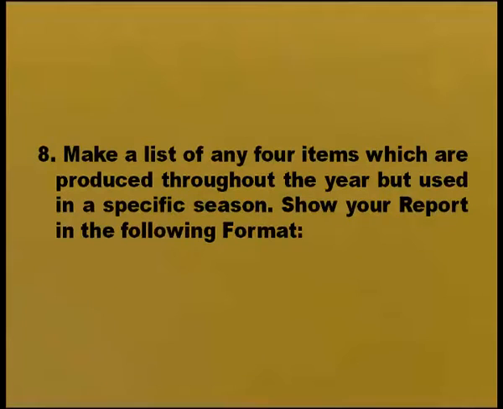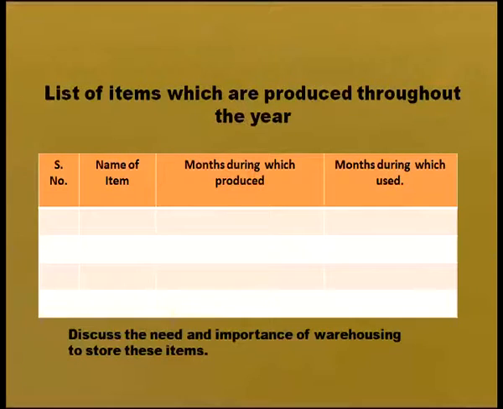Another report. Make a list of any 4 items which are produced throughout the year but used in a specific season and show your report in the following format: serial number, name of item, months during which it is produced, months during which it is used. Some items will not be used throughout, like winter clothes, umbrella, ice cream, etc. You have to identify these manufacturers and then make a report relating to this.